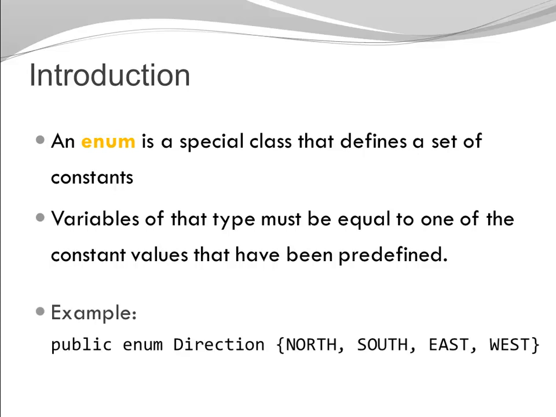Here I have an enum called Direction. The predefined choices are NORTH, SOUTH, EAST, or WEST. Notice the keyword enum and the curly braces. Also notice how similar an enum declaration is to a class declaration. This shouldn't be too surprising, because an enum is a class.